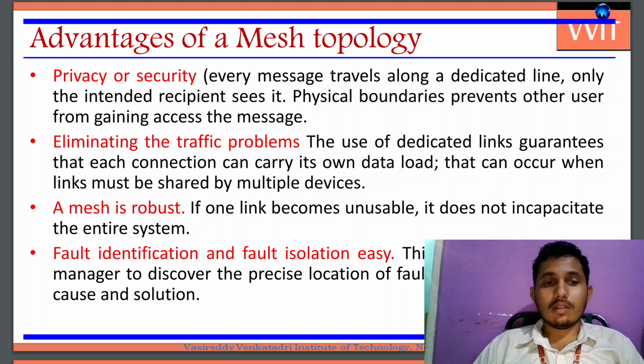A mesh is robust. If one link becomes unusable, it does not incapacitate the entire system. Fault identification and fault isolation are easy. This enables the network manager to discover the precise location of the fault and aids in finding its cause and solution.